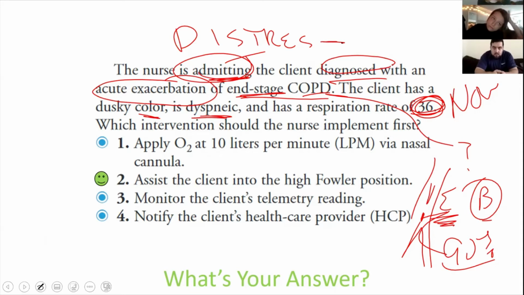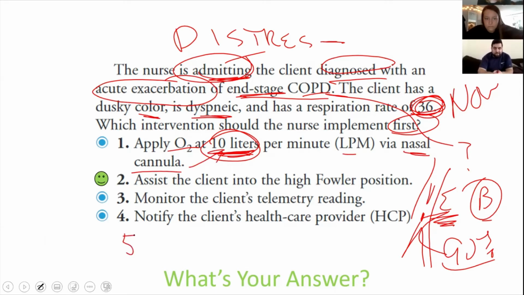So what do you implement first? What's going to change this patient first? What am I going to do first? The first option is to apply O2 at 10 liters. Wow, that's awfully high. It's incorrect because you can't go 10 liters. This is a content-based question, whether or not you have this information. You never put a nasal cannula at 10 liters. You could see 5 liters, but that's pushing it. So that's an incorrect statement, and I'll remove it right away.